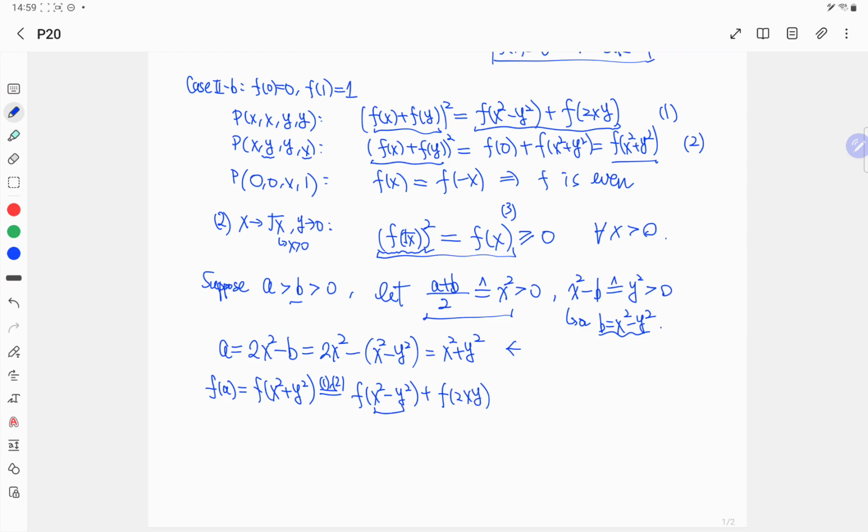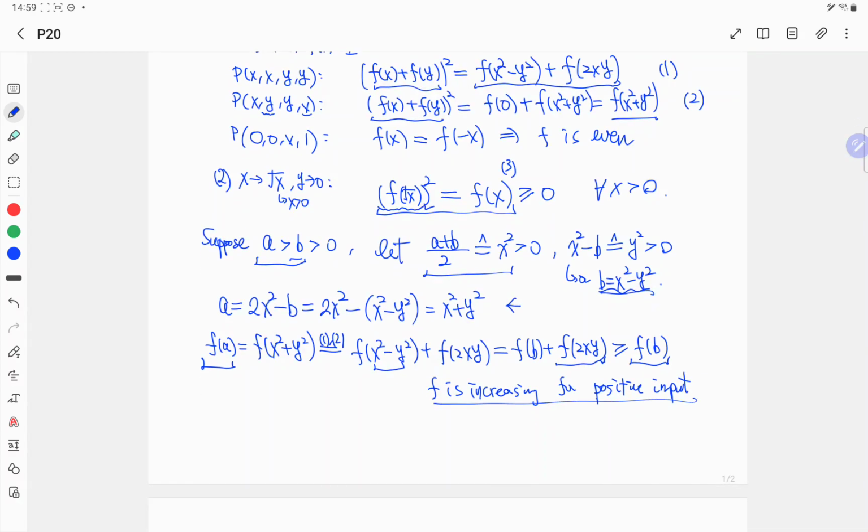And actually this one is b, so we have equals f(b) plus f(2xy). And as this f is greater than or equal to 0, it is greater than or equal to f(b). Okay, so we prove that f(a) is greater than or equal to f(b) if a is greater than b, which means that f is increasing for positive input.